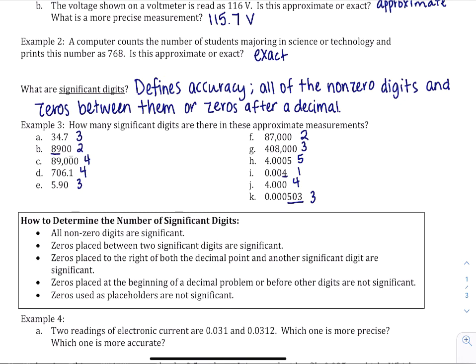But zeros placed at the beginning of a decimal problem or before other digits, those would not be significant. So that's like letter I and letter K. And then finally, zeros used as placeholders are not significant. What I mean by placeholders is looking at a question like F or G. You need those zeros so that you have the thousands place shown. But those zeros at the end are not significant because they're only providing a placeholder so that you have the right magnitude for your numbers.